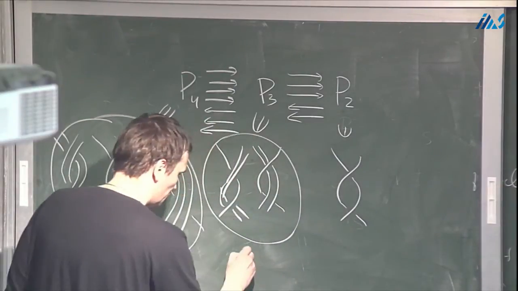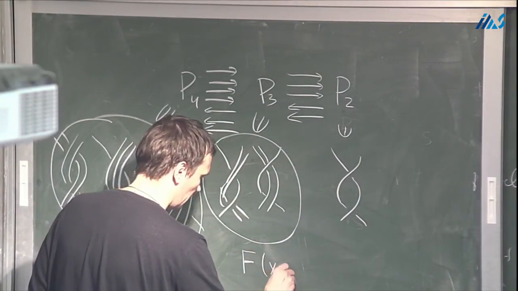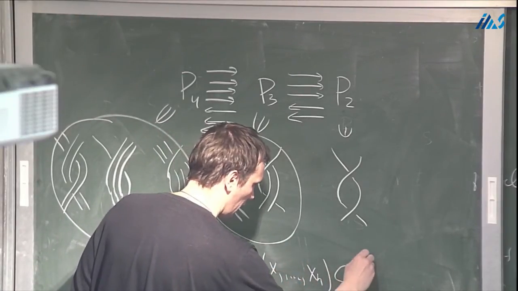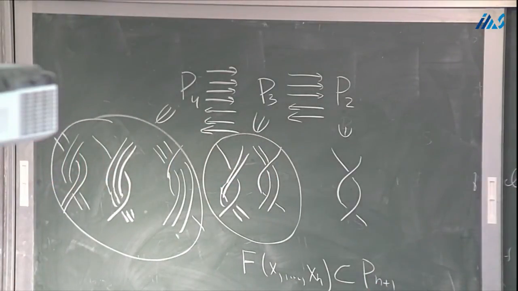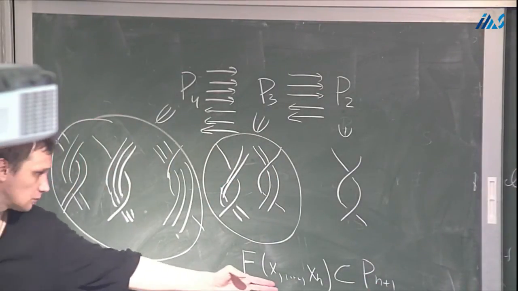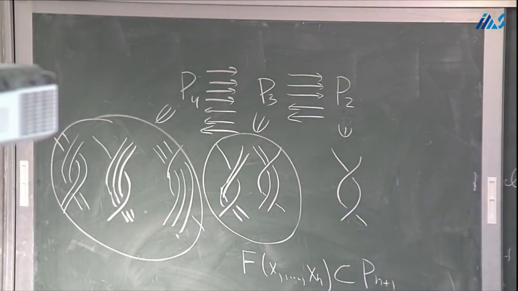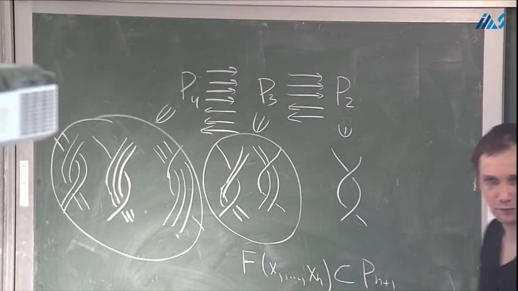So we have a free group. Let us denote generators by x1, ..., xn inside the pure braid group on n plus one strands. So we make an order between these generators in some way. And these generators are couplings of the initial braid.